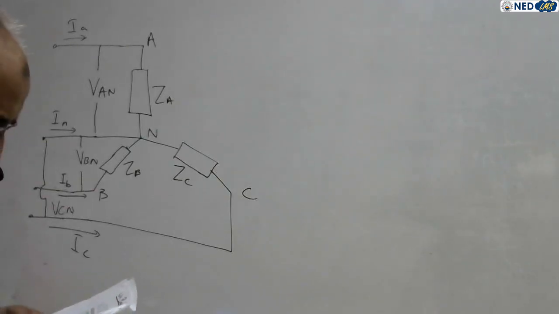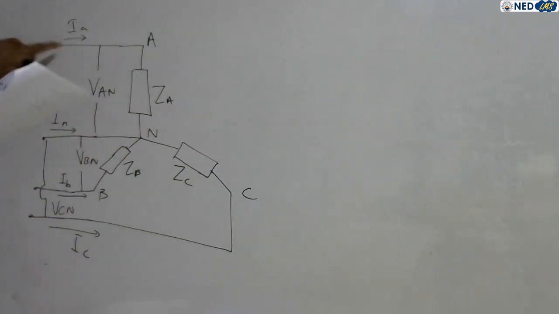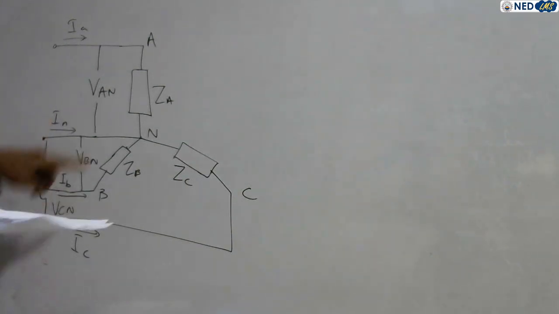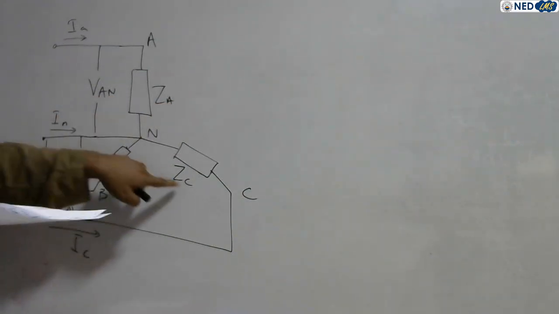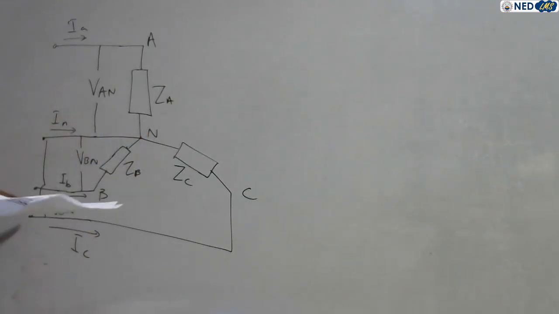So this one is an unbalanced Y load. See, this one is the Y connection. This one is line A current. This one is neutral current. This one is line B current. This one is line C current. This is the impedance of line A, impedance of line B, impedance of line C. The common point is neutral. And if you see, all the currents are flowing towards their respective phases, IA, IB, IC.